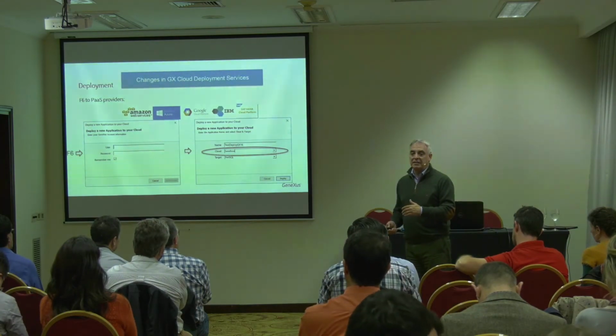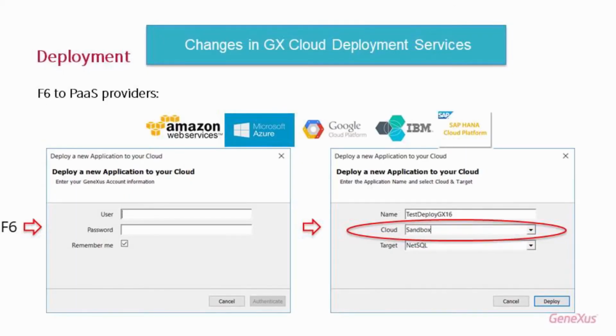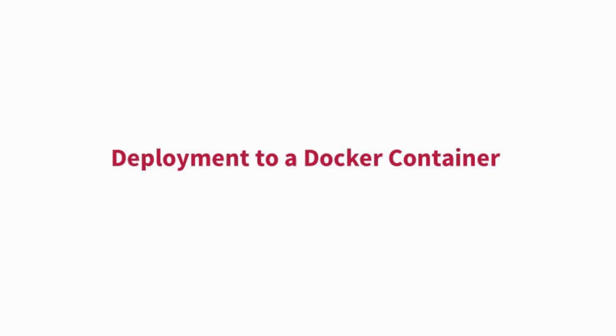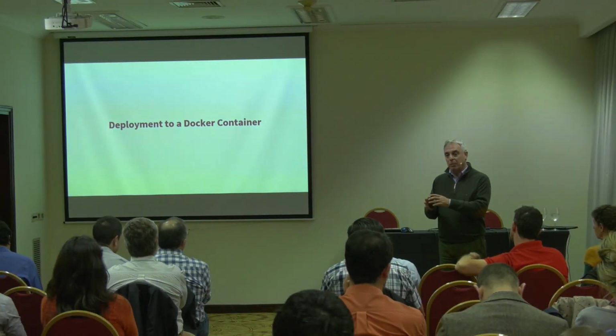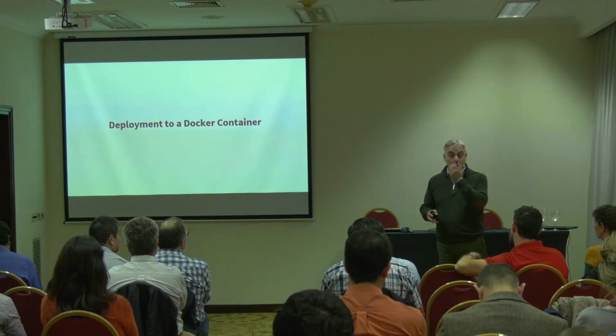Now, the difference with version 16 is that so far, those services that were on the cloud were IaaS, infrastructure as a service, but now it could be a platform as a service. So this is in version 16. Now, what you can see here is something very interesting, and that is to make a deployment of a Docker container. There is a product called Docker, and these are containers that allow a deployment in a virtual computer, but a much lighter one.